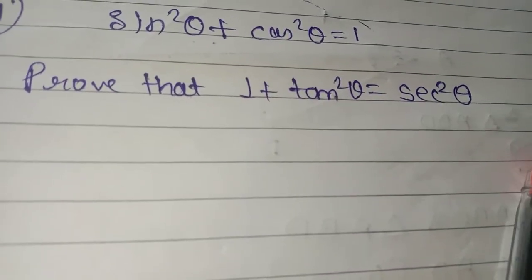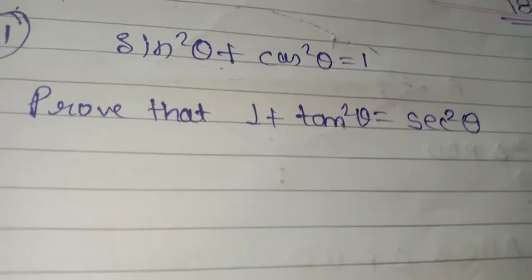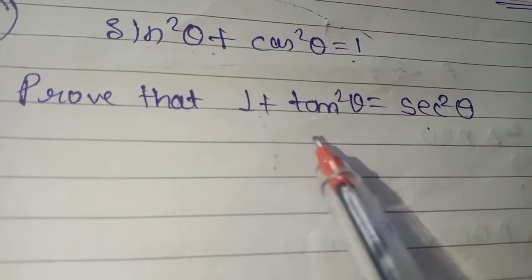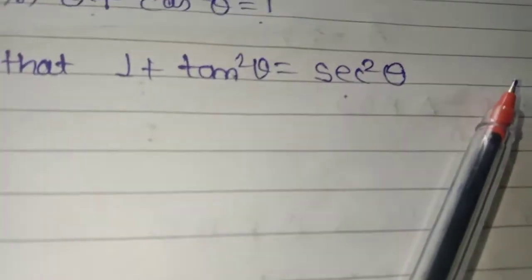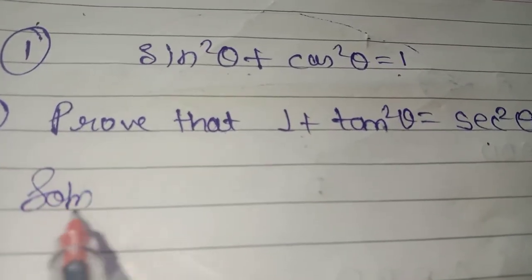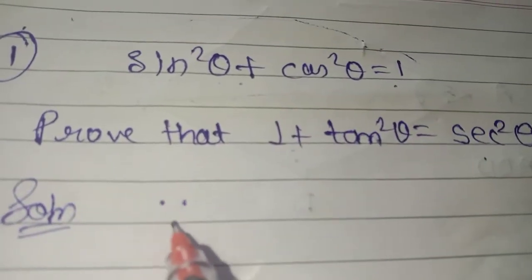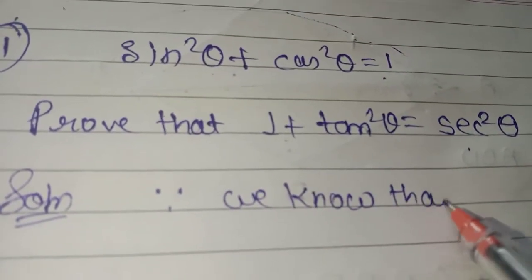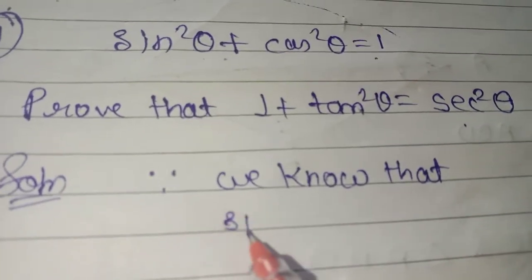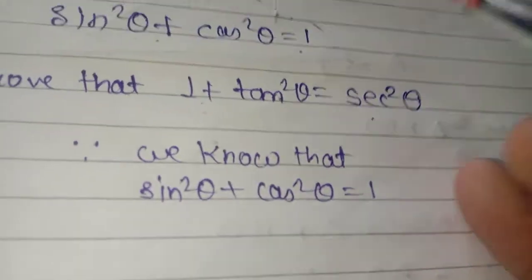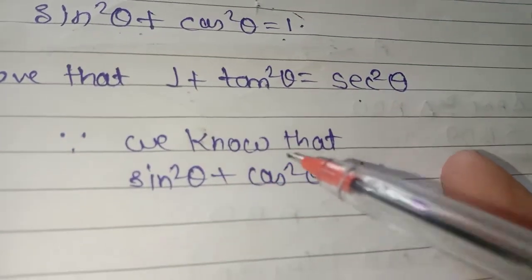But I am going to explain you a very easy method. That is, if we use this identity for this one, we can get the result whatever we want. So what we have to prove here is that 1 plus tan square theta is equal to sec square theta. So write down the solution now. How to prove? We will write, since we know that sin square theta plus cos square theta is equal to 1. That we already proved.